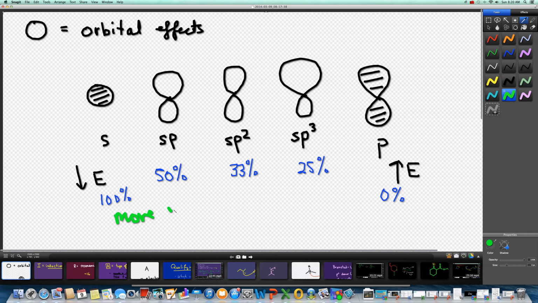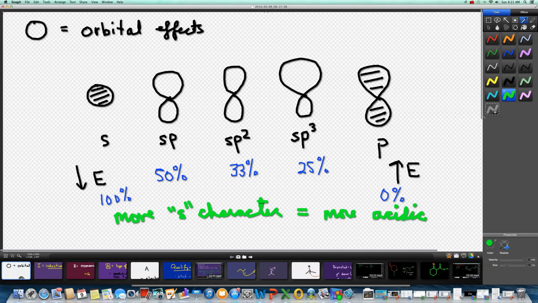More S character, more acidic. And I want to be clear that the atom that we're discussing is the atom that will bear the formal negative charge, or the atom that will become more negative. It certainly is possible you could go from a positively charged atom to a neutrally charged atom, but it's still losing the proton. It's still gaining electron density.